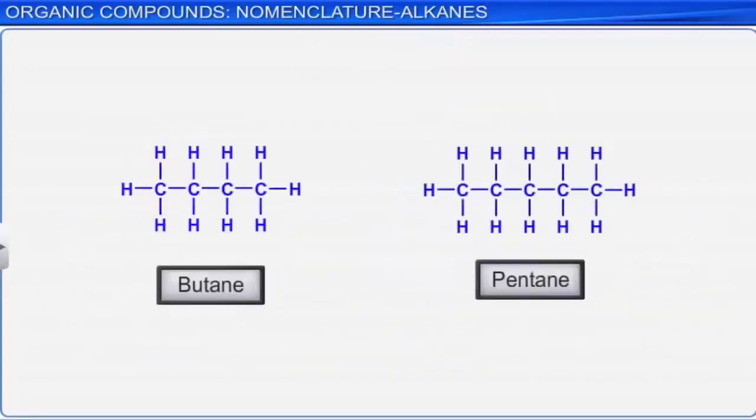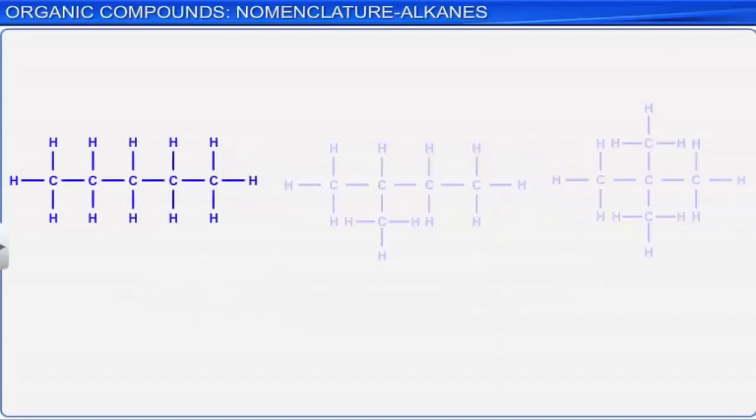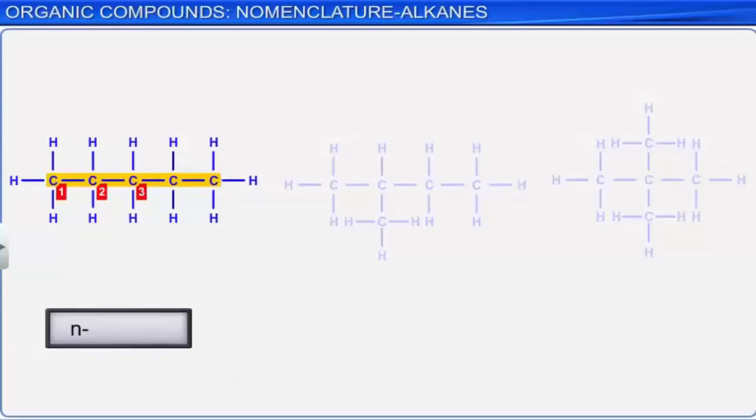Now let us see how in the trivial system, the various straight chain and branched chain alkanes, such as butane and pentane, are differentiated. If all the carbon atoms form a continuous straight chain, that is, without branching, then the prefix n is given to the name of the alkane. For example, for the structure shown here, which consists of a continuous chain of 5 carbon atoms, the name given is n-pentane.